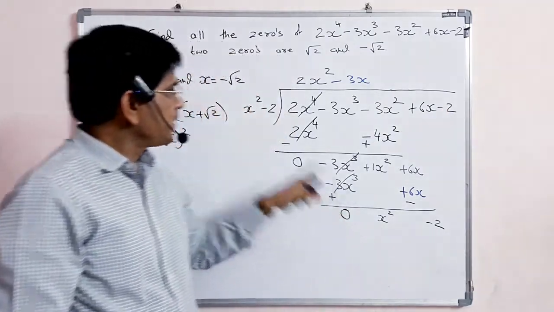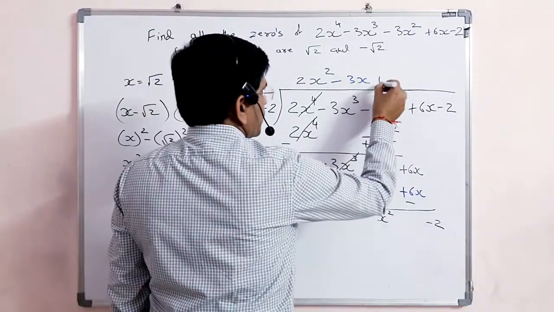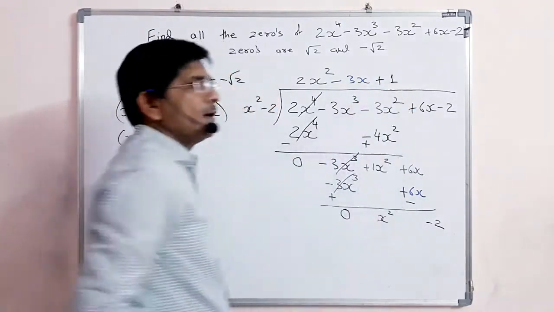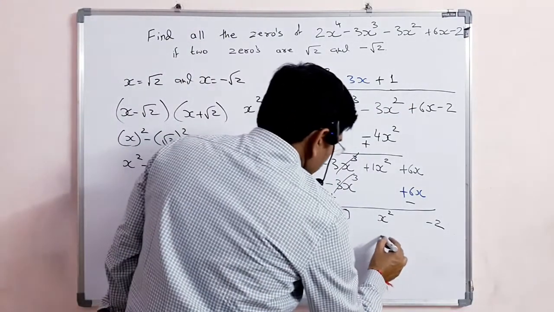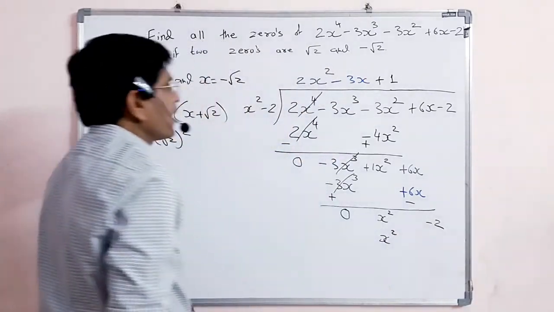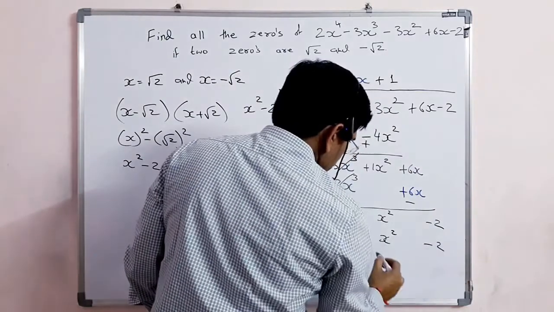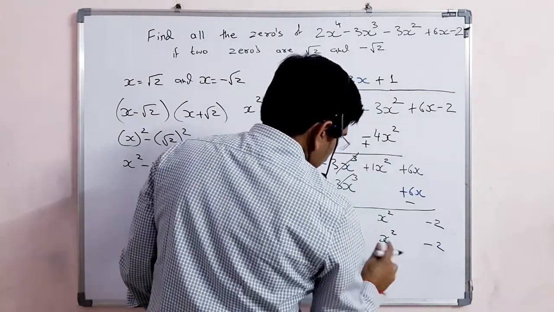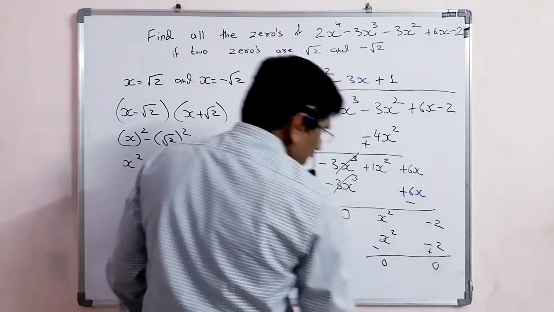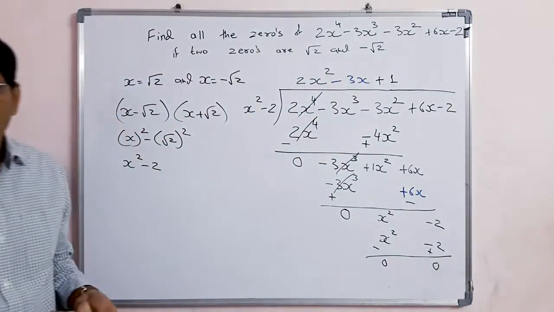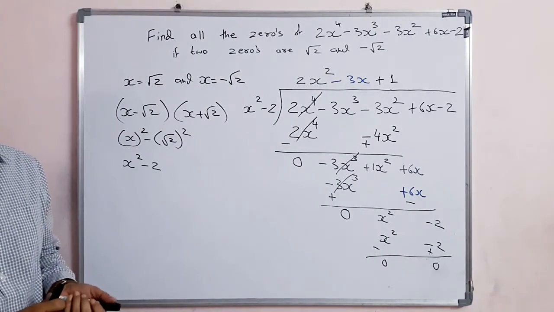Now again first term divided by first term, so x squared divided by x squared, I get plus 1. Now again I multiply plus 1 with x squared, I get x squared, and minus 2 multiplied by plus 1 is minus 2. If I change the sign, we get answer 0. Always remember, the remainder must be 0 when we are finding other zeros of a given polynomial.